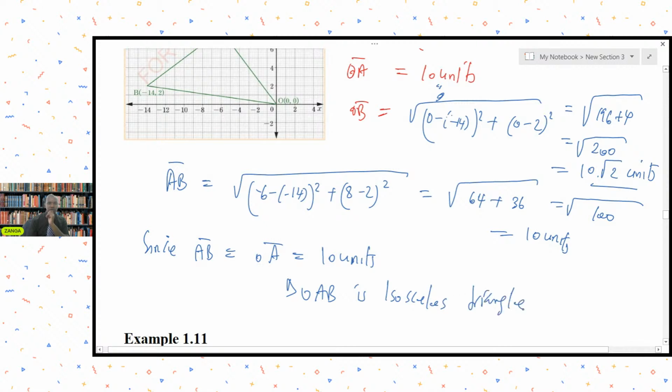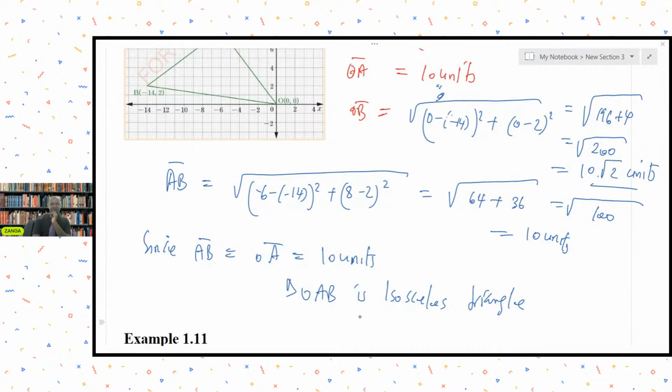Triangle OAB is isosceles triangle. So that is the solution for example number 2, where we were supposed to show whether given triangles are isosceles triangles, or they are actually equilateral, or scalene triangles. And we jump now to the last example in this session, dear students.